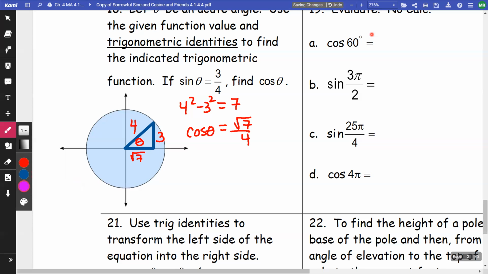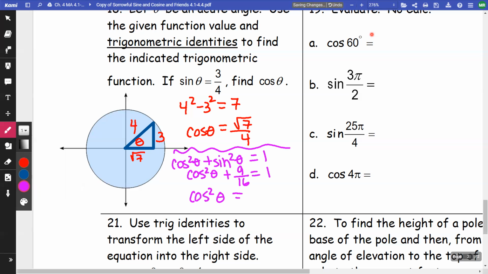Another way to do it is, again, to use that cosine squared theta plus sine squared theta equals 1. I know that my sine squared is going to be 3/4 squared, which is 9/16. So I am going to basically subtract this, and I'm going to get 7/16. And then I'm going to take the square root. And when I take the square root, I'm going to get a √7/4. And you see, I get the same answer.